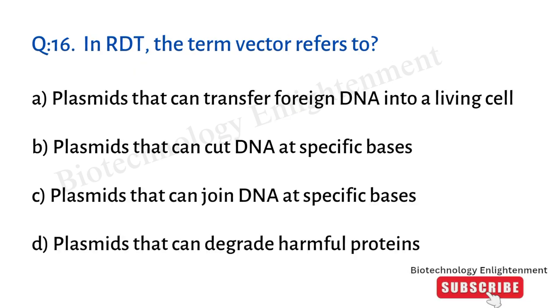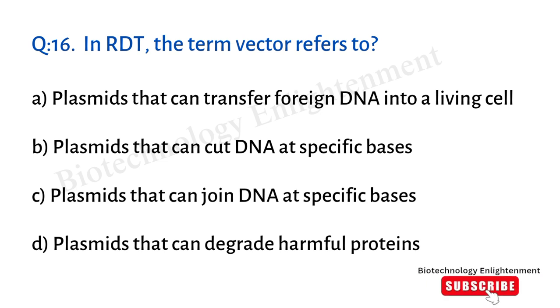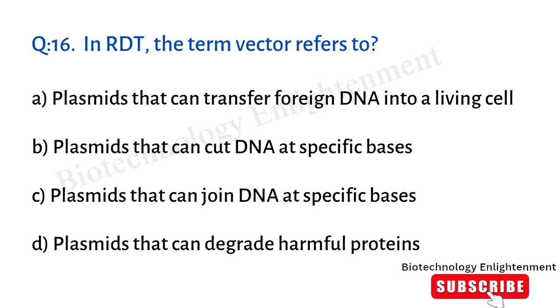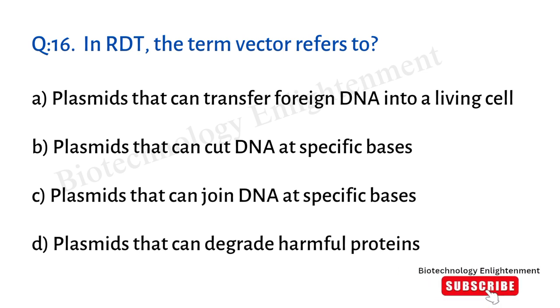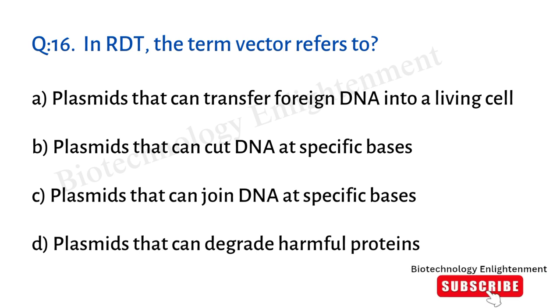Question number 16. In RDT, the term vector refers to option A plasmids that can transfer foreign DNA into a living cell, option B plasmids that can cut DNA at specific bases, option C plasmids that can join DNA at specific bases, option D plasmids that can degrade harmful proteins. So, in recombinant DNA technology, vectors are plasmids that can transfer foreign DNA into a living cell. Vectors are generally used as a vehicle to transfer the foreign DNA into the host cell. So, the correct option is option A.